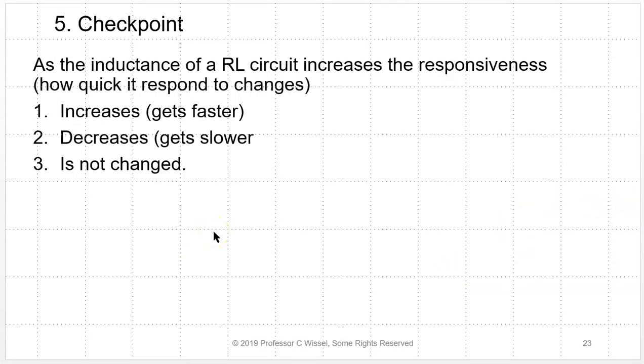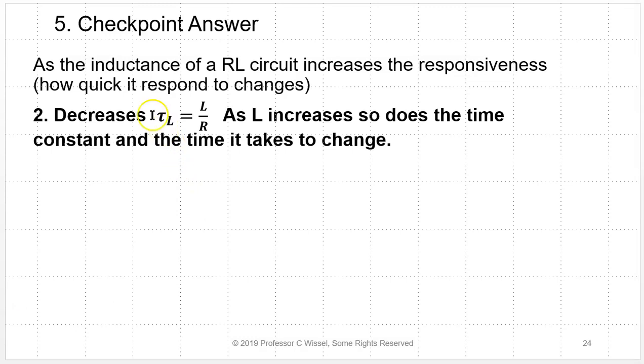Okay, as the inductance of an RL circuit increases, the responsiveness, that is how quick it responds to changes, decreases. It gets slower. Because notice the time constant here equals L over R. So τ is proportional to L. As L increases, so does the time constant and the time it takes to change. Now notice it's inversely proportional to resistance. So as resistance increases, τL decreases. Now if you want the maximum τL, you want the maximum L and the minimum R. If instead you'd want the opposite of that, you want the minimum τL, you want the minimum L and the maximum R.